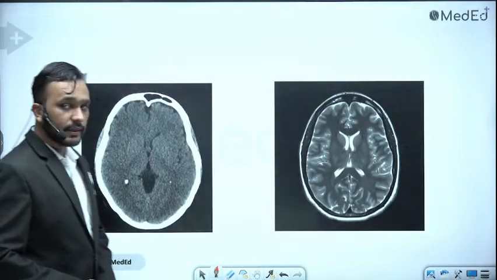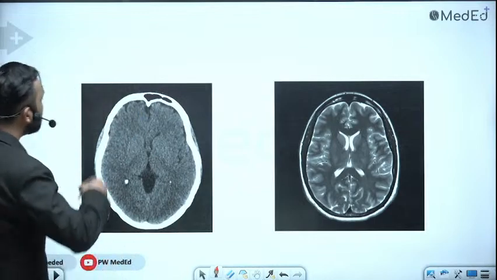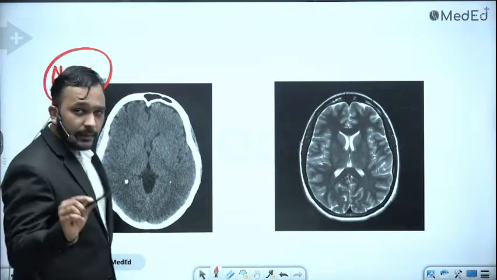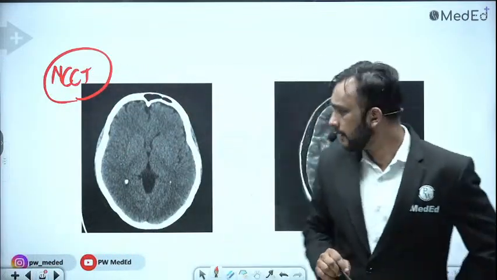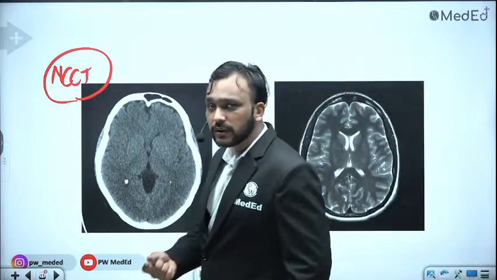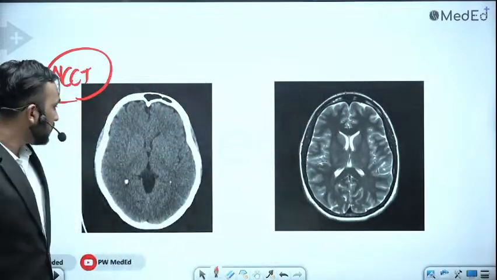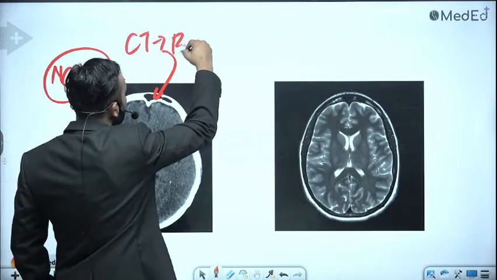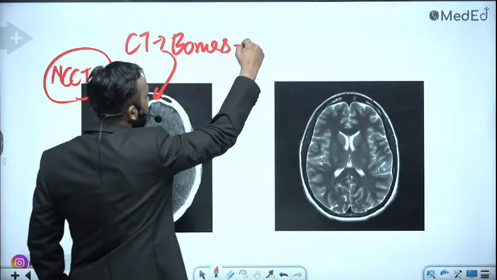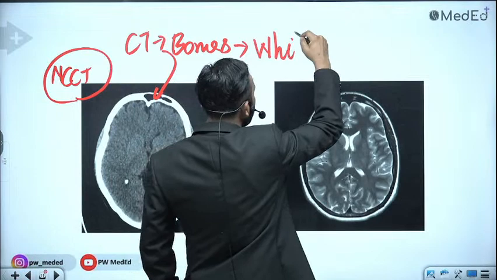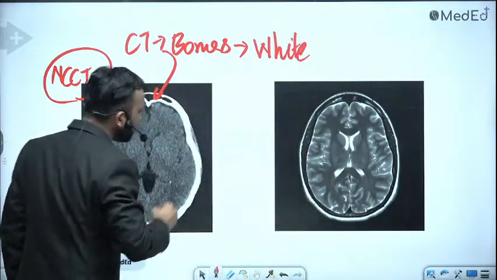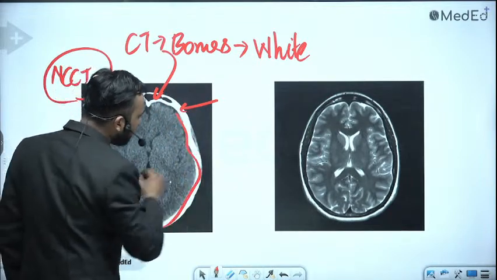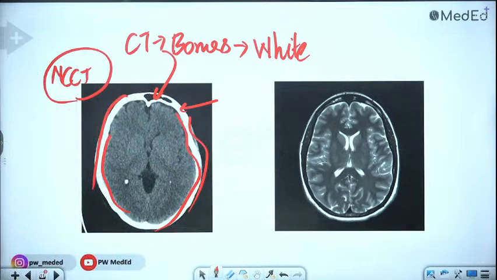So what I told you is that NCCT head is the investigation of choice in patients with traumatic brain injury. So we should know how to differentiate between a CT and an MR. Let me tell you that on a CT image, bones appear white. If you look at this image, this is the skull bone, and you can see that it is appearing white.